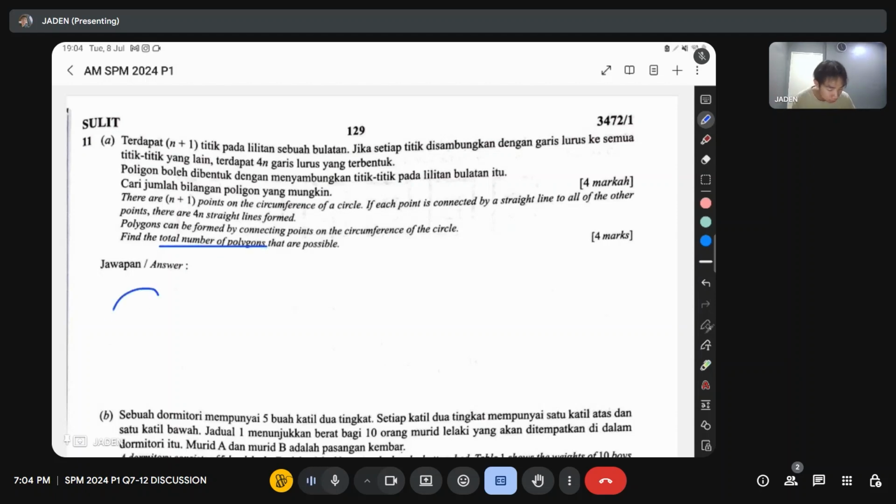Let's just try to draw a circle. First of all, we don't know how many points they have in this circle. So this is n plus 1 points. But then they say each point is connected by a straight line. A straight line, if you want to draw, you will connect 2 points. So 2 points to form a straight line. And then they say there are 4n straight lines formed. They are telling us in total among this circle how many straight lines are formed, which is 4n.